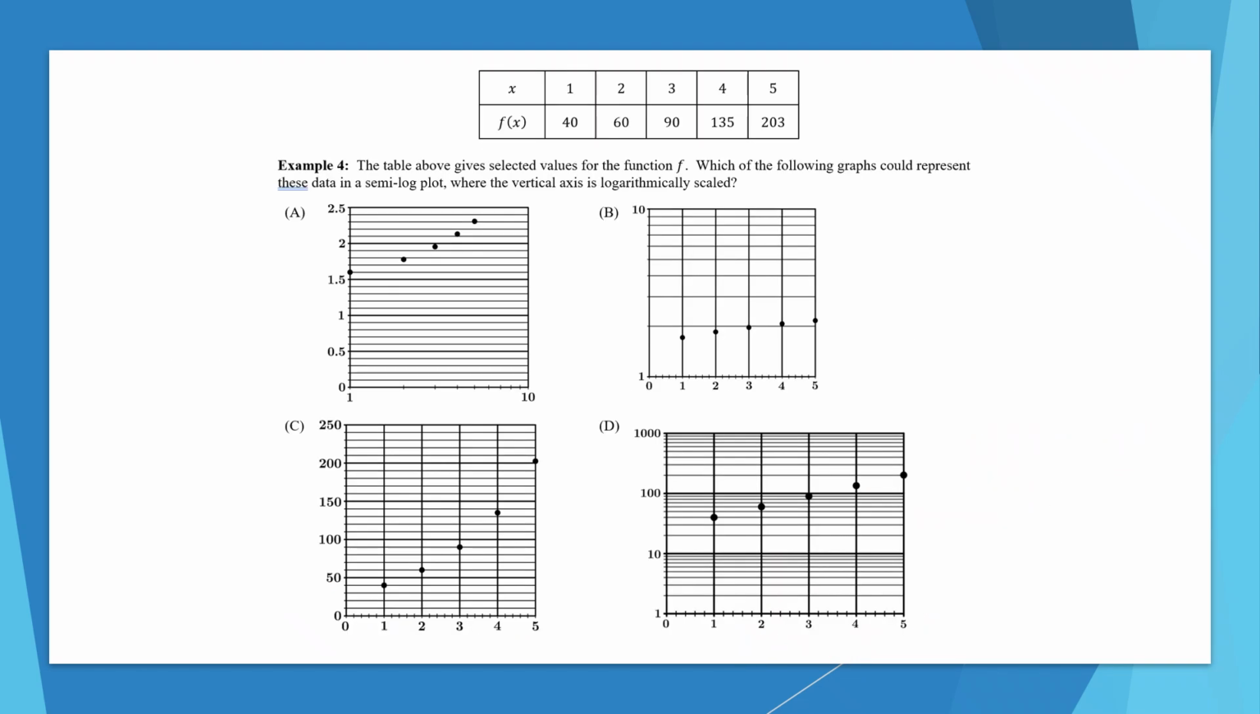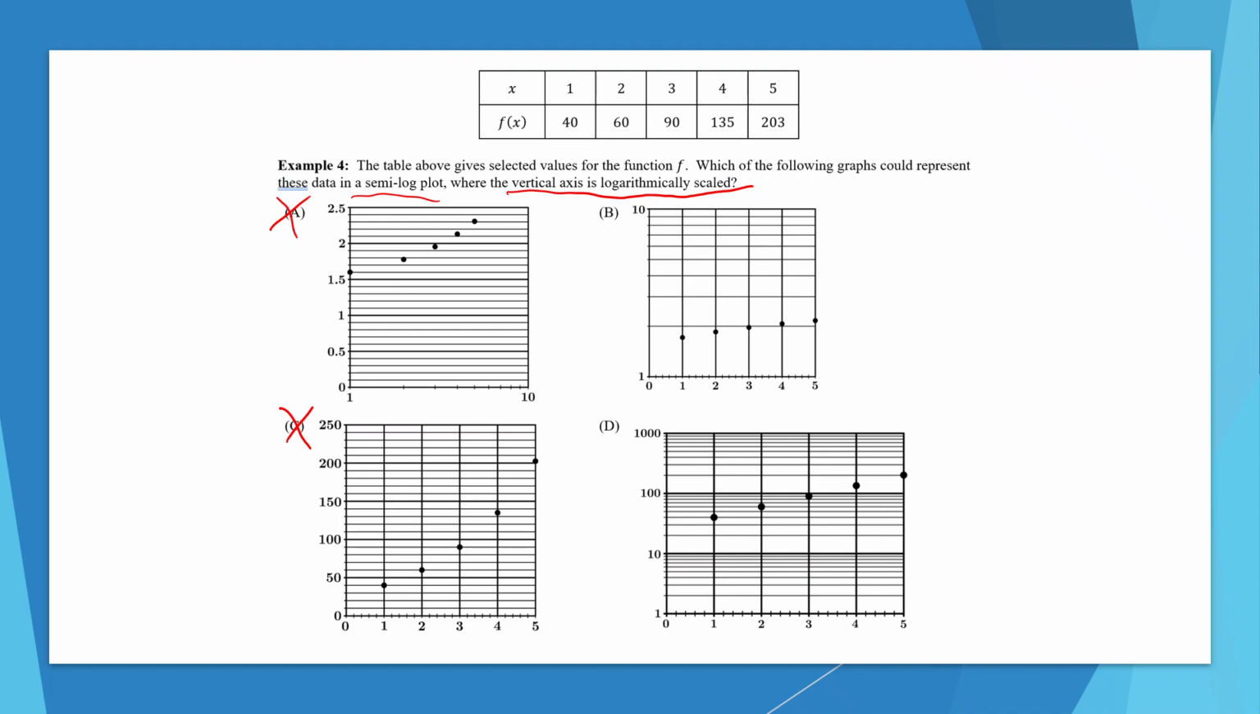All right, for example 4, we are given a table that shows a few data points for function f, and we want to know which of the following graphs could represent this data in a semi-log plot where the y-axis or vertical axis is logarithmically scaled. So taking a look, there should be two that we can eliminate right off the bat, and that's because the vertical or y-axis is not logarithmically scaled. And those two that we eliminate are going to be A and C.